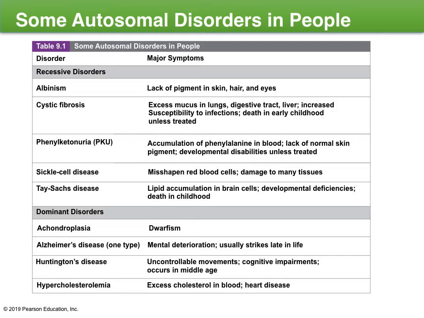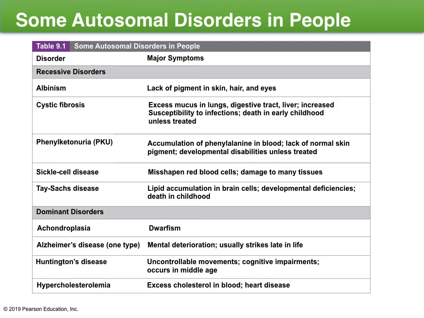Okay, onward. So sickle cell disease, this one from previous chapters, right? So this is a disorder where you had a substitution, and the result being misshapen red cells and damage to tissues. Last one here is Tay-Sachs disease. This is another one where you see lipid accumulation in brain cells, and so unfortunately it is typically lethal in childhood. But these are all autosomal disorders that are manifested if an individual gets two copies of the recessive allele.